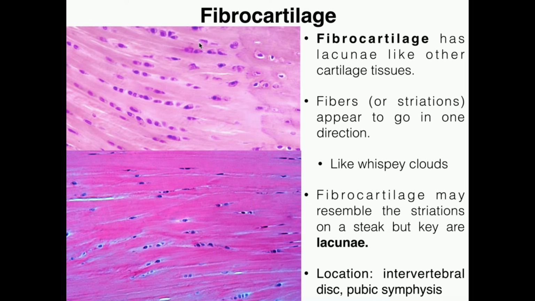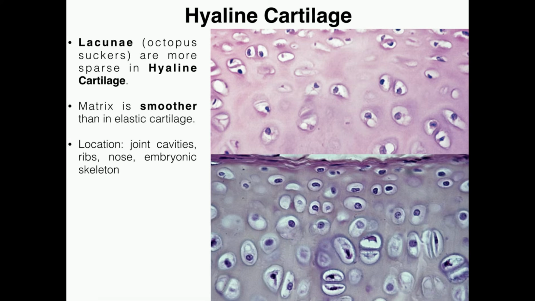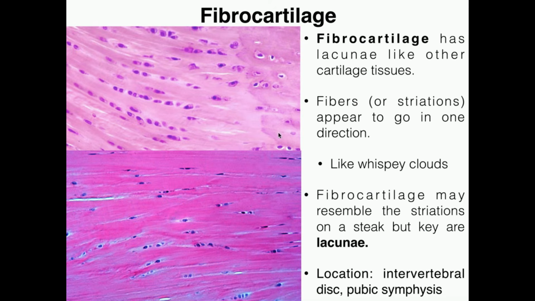Now, fibrocartilage, the lacunae look a little bit different than they did in hyaline and elastic cartilage, but in fibrocartilage, we have what are called striations. Striations are when you have a general appearance of fibers all going in the same direction. Okay, so notice, if you look at it like wisps of a cloud, in this top image, the fibers or striations appear to go from up here down to here, if you follow my mouse. In the bottom picture, they seem to be going roughly left to right, or right to left, whatever, horizontally.